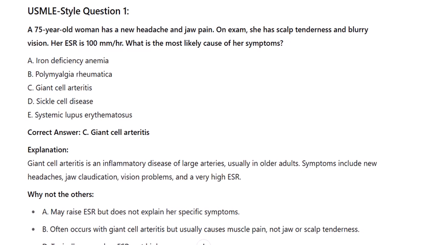Explanation: giant cell arteritis is an inflammatory disease of large arteries, usually in older adults. Symptoms include new headaches, jaw claudication, vision problems, and a very high ESR.